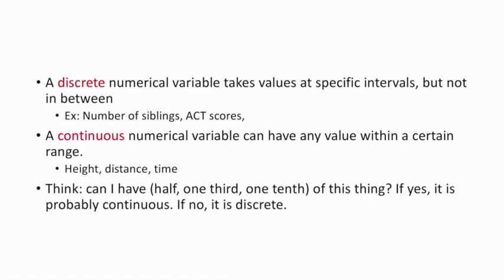Not all discrete numerical variables are integers. You may be able to have half of something, but not 1/4 of something. Money, the amount of money, is a discrete numerical variable. You can have 1/100th of a dollar, but you can't have 1/1000th of a dollar. So still discrete, even though you can have decimals, because you can only have some decimals. You can't have any decimal.